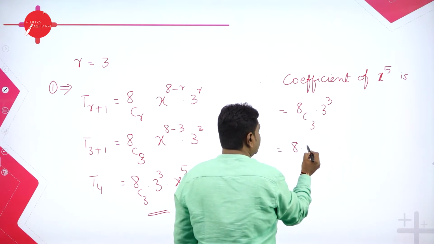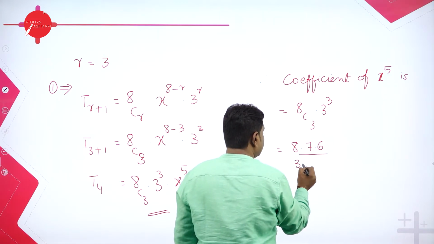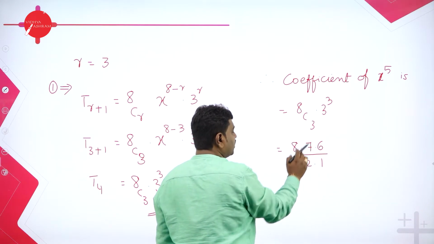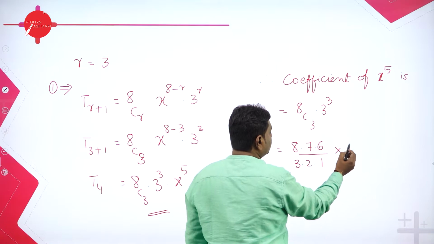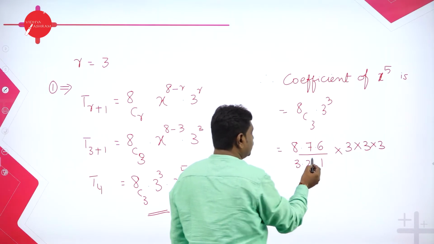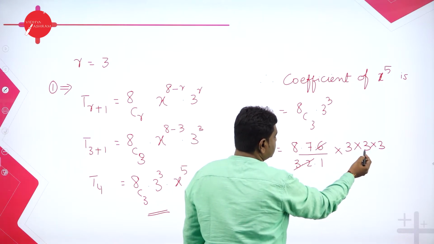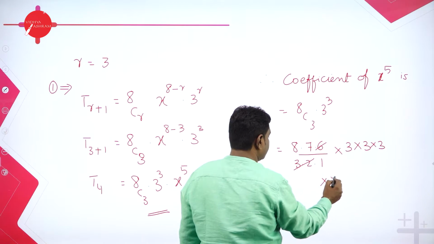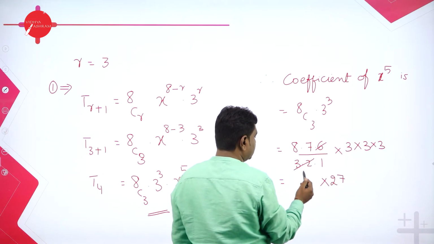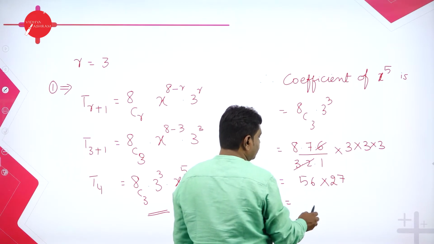8C3, all of you know, is 8 into 7 into 6 divided by 3 into 2 into 1. 3 terms from 8: 8, 7, 6, denominator 3 factorial, 3 into 2 into 1, into 3 cube. 3 cube means can I write it as 3 into 3 into 3. So now 3 2s are 6 and 6 cancels. So now you can multiply: 3 3s are 9, 9 3s are 27, into 8 into 7 we have. You can further multiply, 56. Now you multiply 27 into 56.